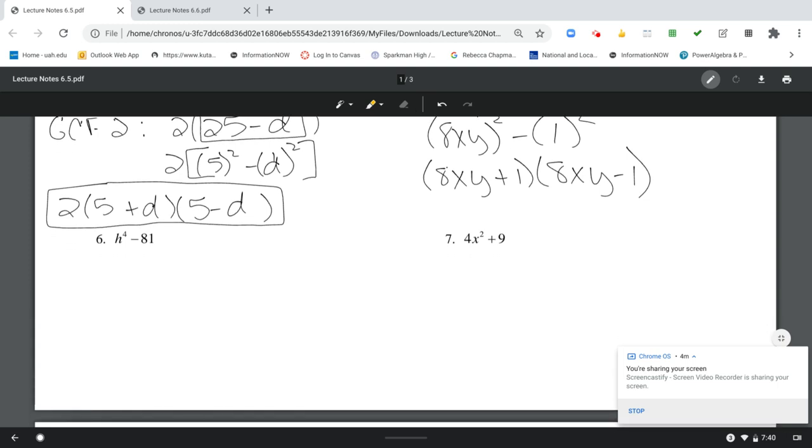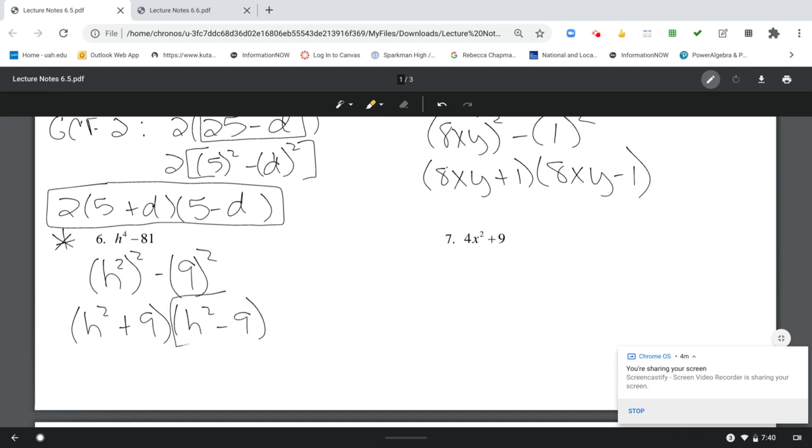Number 6 is special, so I'm going to put an asterisk by it because this is what I call a double difference of squares. When I break this down, I get h squared squared minus 9 squared, and that gives me the binomial factors h squared plus 9 and h squared minus 9. Now, this is where the double difference of squares comes in because I can break that one down further.